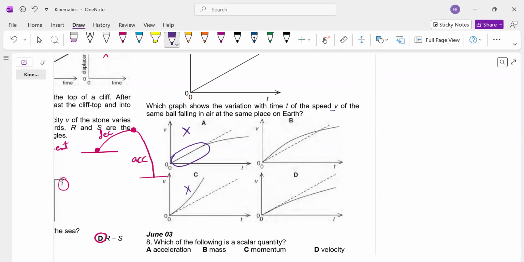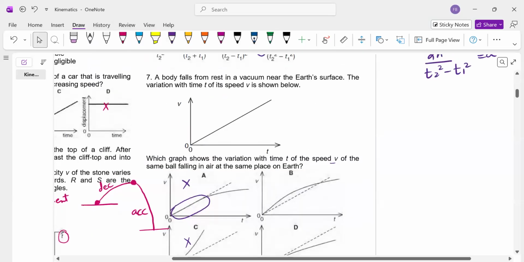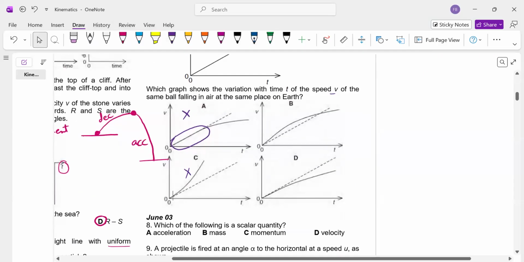In which graph is the steepness, the gradient, increasing? B. But we are talking about the speed, not the velocity, so we will not take the gradient into consideration. So you must see in these two graphs, B and D, in which graph speed is increasing.